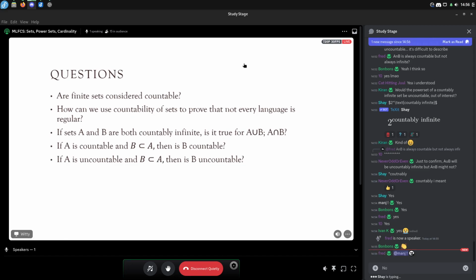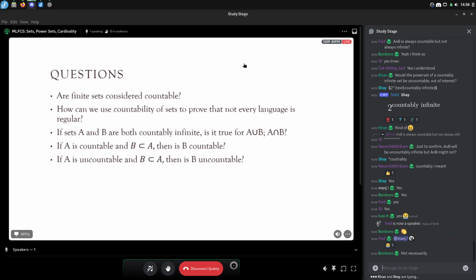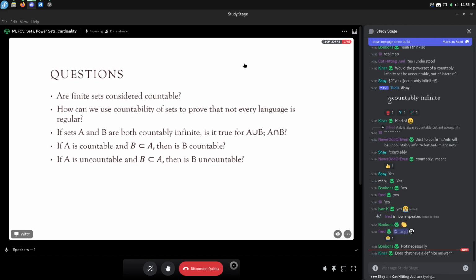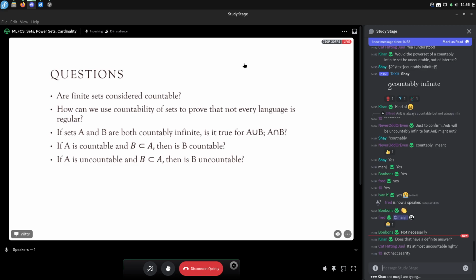Can we get some responses? If you respond, you might be called on to talk your reasoning here. So if A is uncountable and B is a subset of A, can we say that B is uncountable as well? We've got Bonbon saying not necessarily. Okay. Anyone else? Does that have a definite answer? What do you mean by a definite answer? Like, yes or no? It's at most uncountable, right? Yeah. So everyone, not necessarily, it's at most uncountable. Yep, that's all correct. Good.